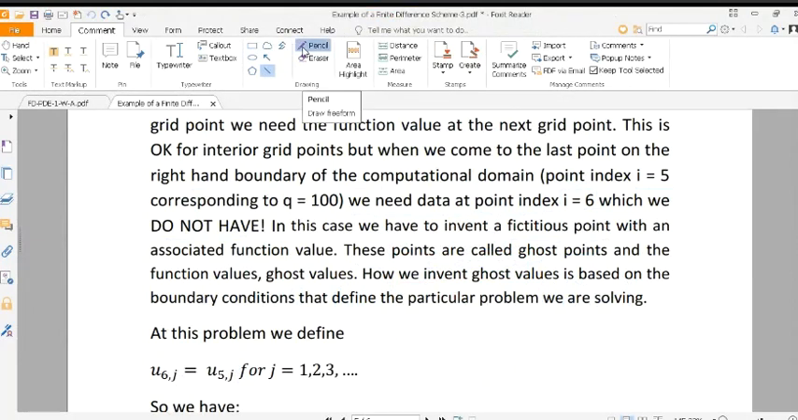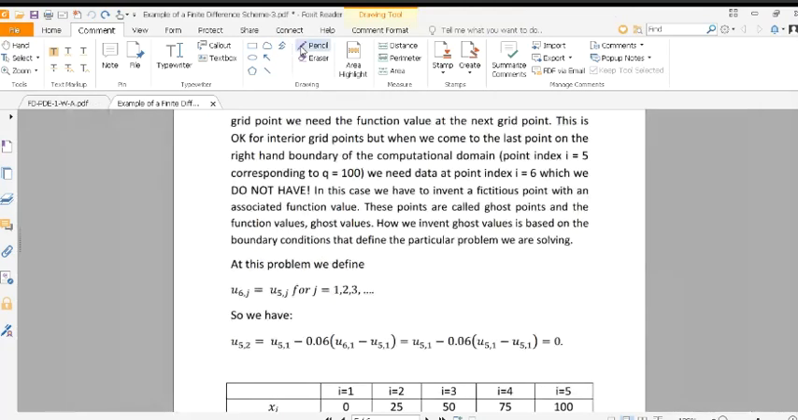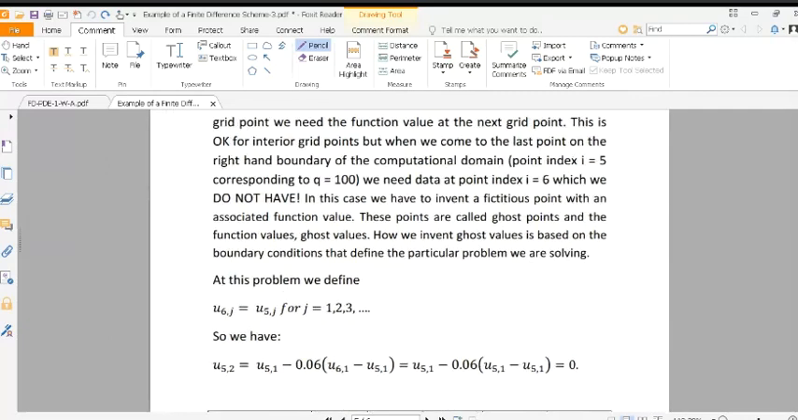For each time step we can use U5 to replace U6. Okay.